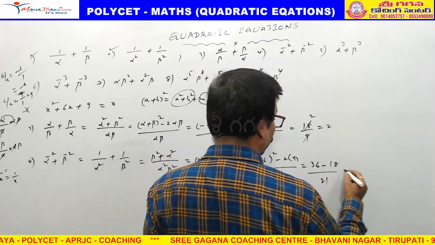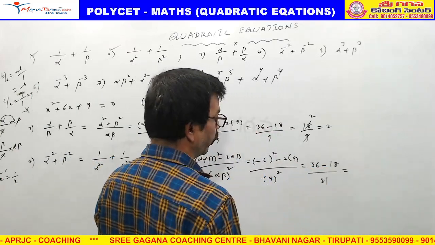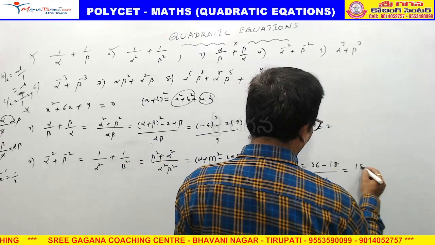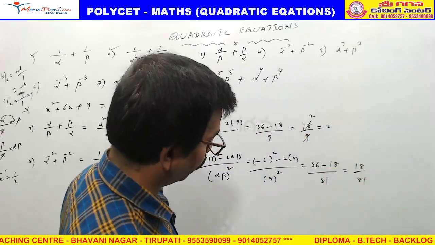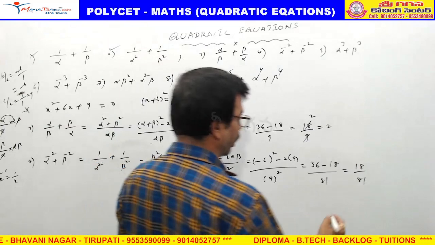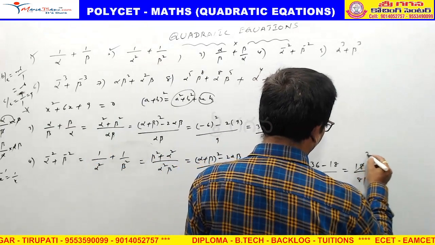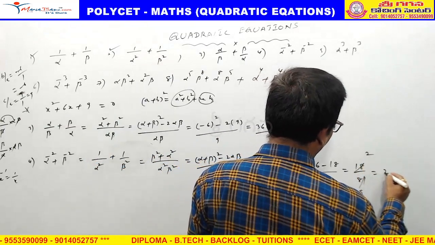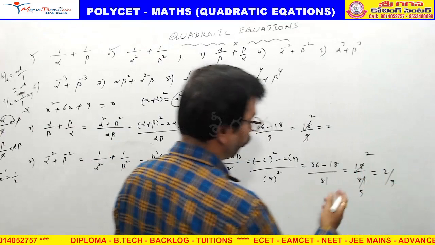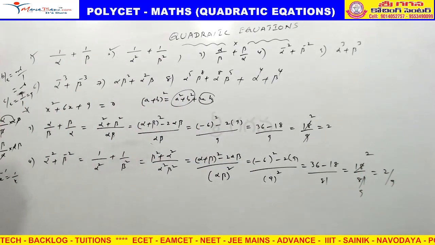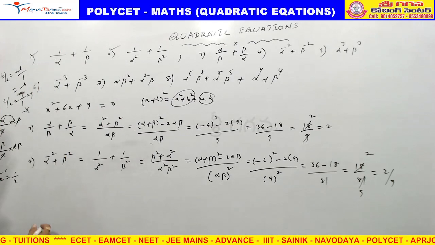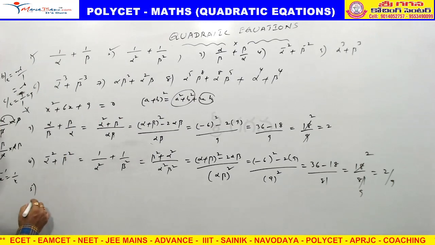So that equals 18 by 81. If you take the 9 table, 9 twos, 9 nines. For now it is not possible to simplify further after that. 2 by 9 is the answer. Like that you have to take. So next, if you take the next one, this is important.